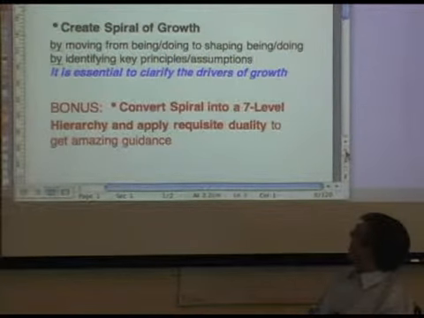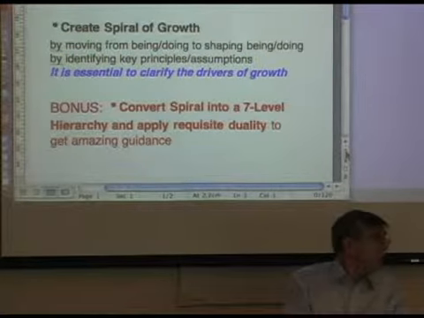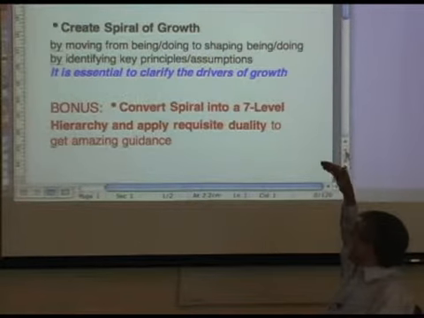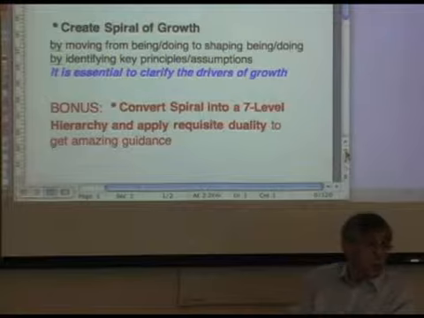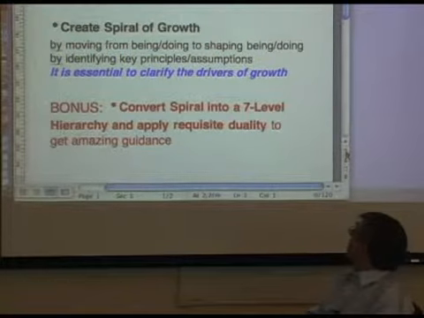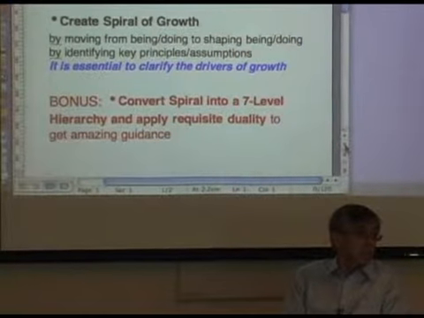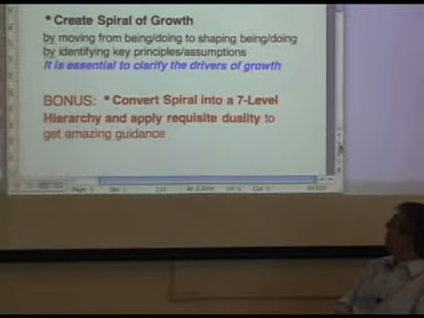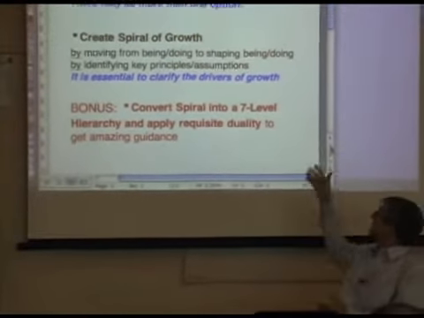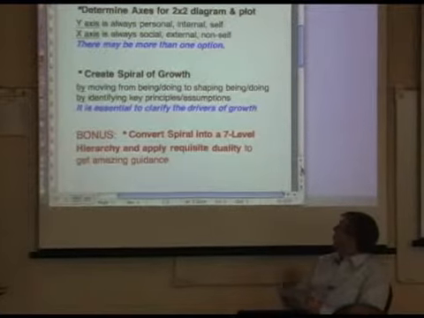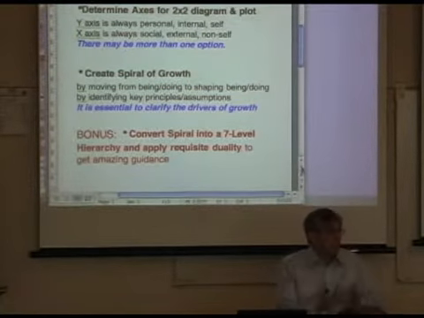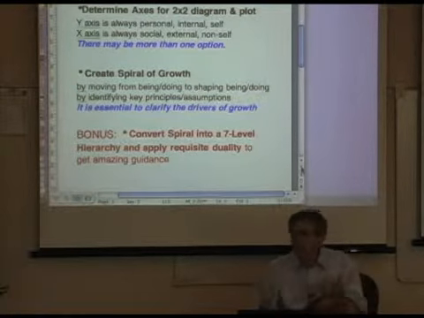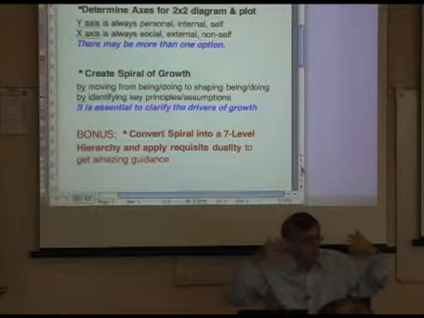Now, why should there be a spiral of growth? Why should there be a move through these things? Well, this is absolutely fundamental in the thinking work that you do to develop this. You have to clarify what is driving this. Now, there's a little bonus, right? Which is that the spiral itself turns into an interlinked seven-level hierarchy. And if you apply the requisite duality, you get amazing guidance. So I'm going to demonstrate this in a particular case where I put a lot of work in. But you get the sort of feel of it.